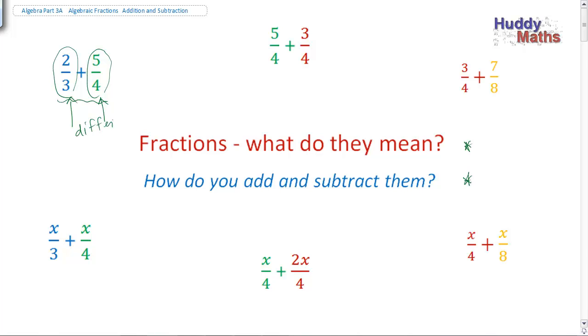They are different from each other, aren't they? They're different sizes. So you can't just add the 2 and the 5 of different things. It's like 2 cats plus 5 dogs. That's going to be our challenge. I wonder if you remember how to do that.